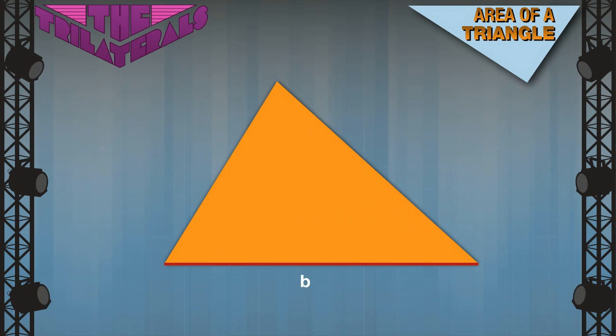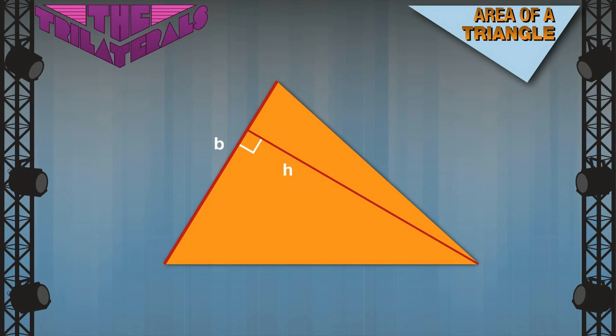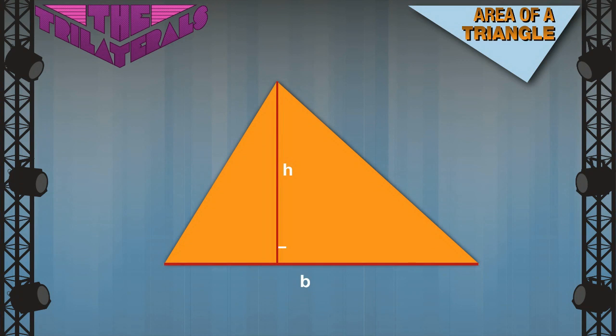Once you choose a base, the height of a triangle tells you the distance from that base to the vertex opposite that base. No matter which base you choose, the height is always perpendicular to the base. That means the base and height form a right angle. Take a look at this.